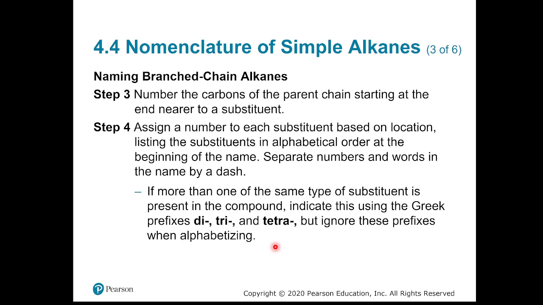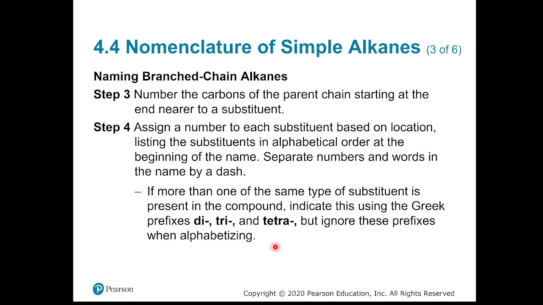Okay, so number the carbons of the parent chain starting at the end nearest to the substituent, so you get the lowest possible substituent numbers. Number 4 is going to be assign a number to each substituent based on its location, listing the substituents in alphabetical order at the beginning of the name. Separate the numbers and words in the name by a dash. So if you have a number adjoined to a word, letters, you're going to put a dash in between. Okay? If you have a word going to a number, you're going to put a dash.